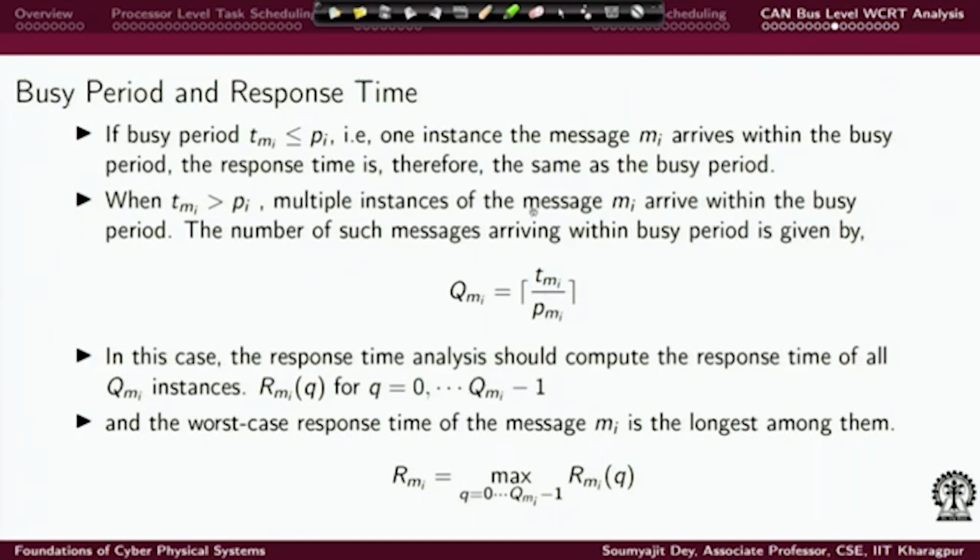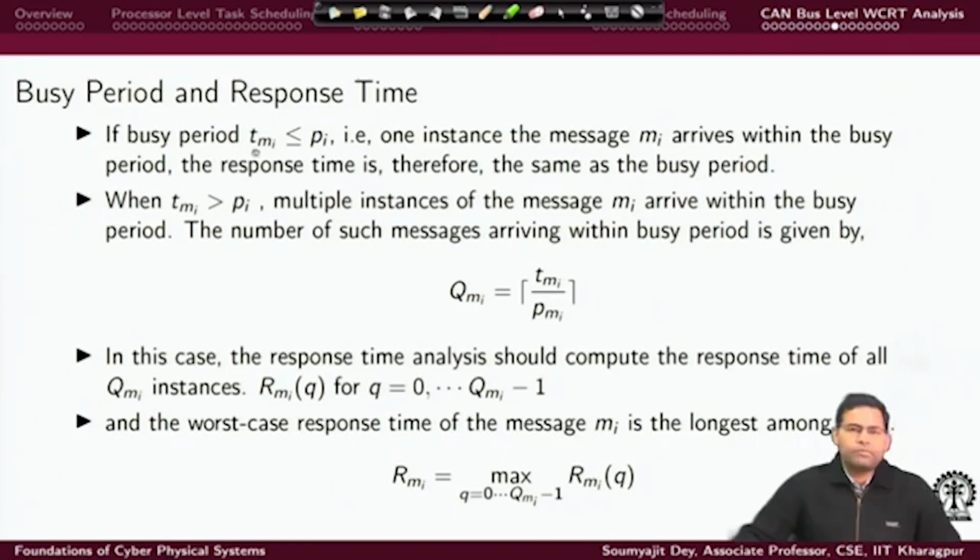transmitted. So, let us say the busy period is TMI for this message. That means it has been blocked initially, and then there has been multiple transmissions by other higher priority messages, and eventually all the release instances of this particular message got transmitted, right. So, that has been our definition of the busy period.